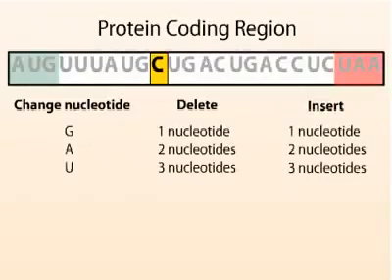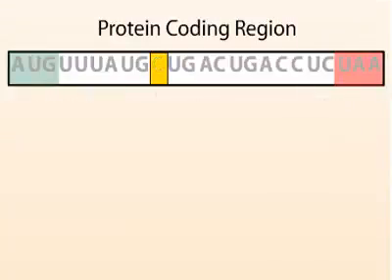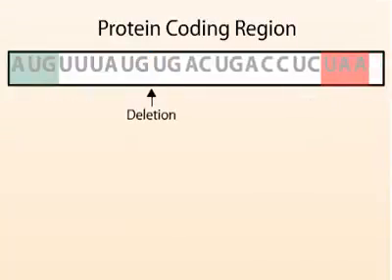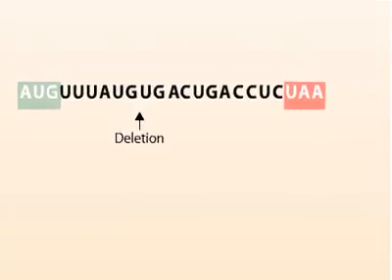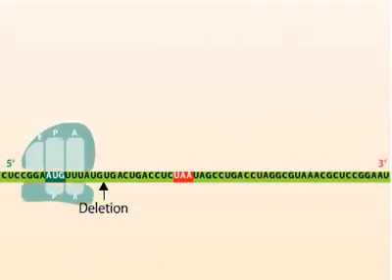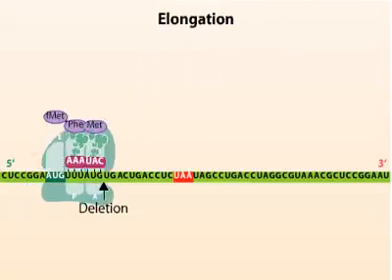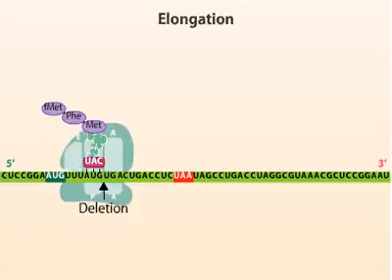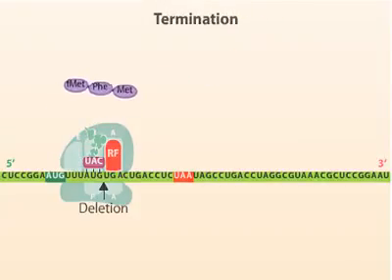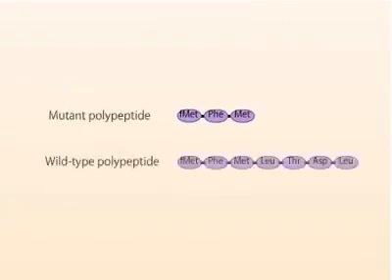functional. Now let's create a mutation by deleting a single nucleotide from the sequence. Notice that the reading frame downstream of the mutation has been altered. In this example, the first altered codon is now UGA, a stop codon, so translation results in a shortened polypeptide, which is likely to be non-functional.